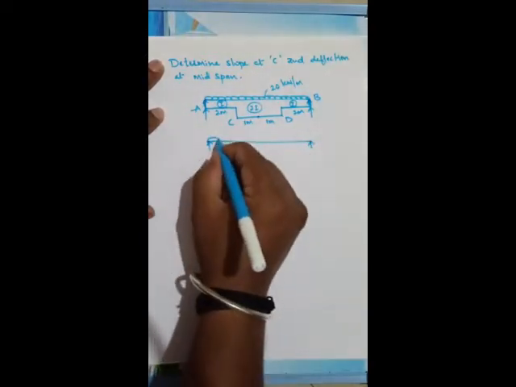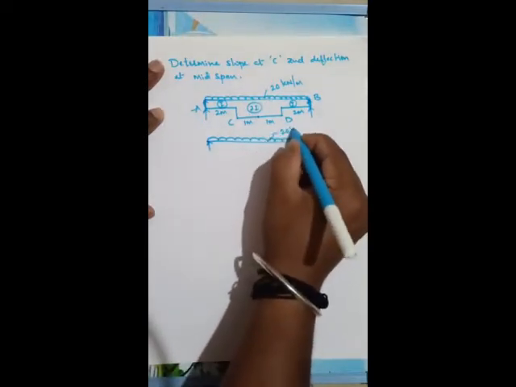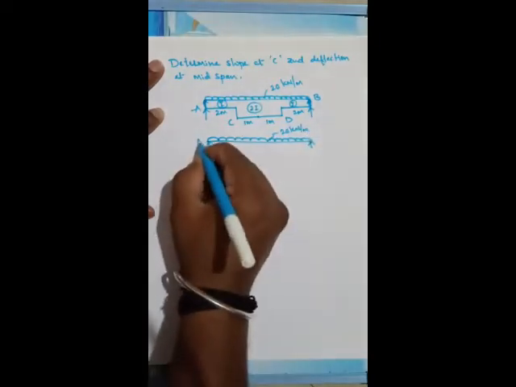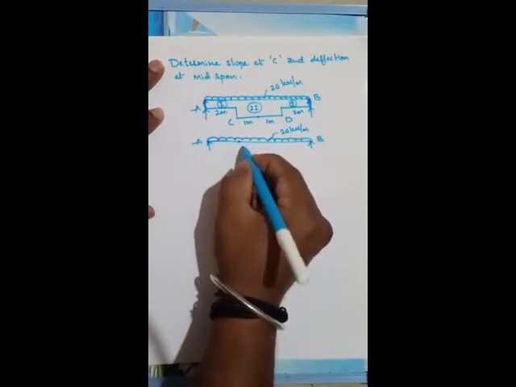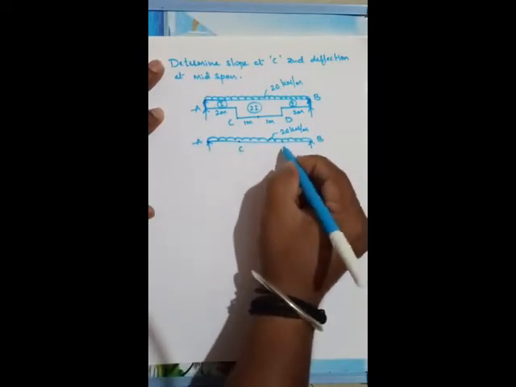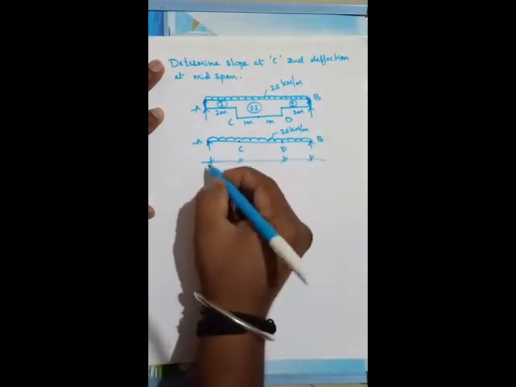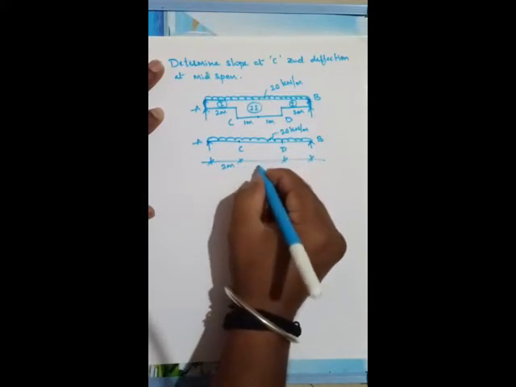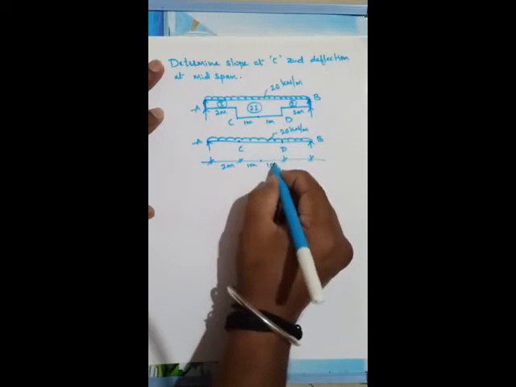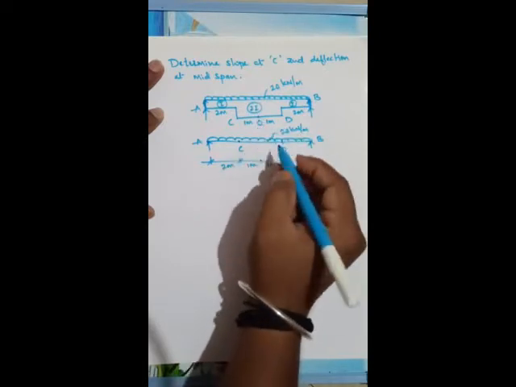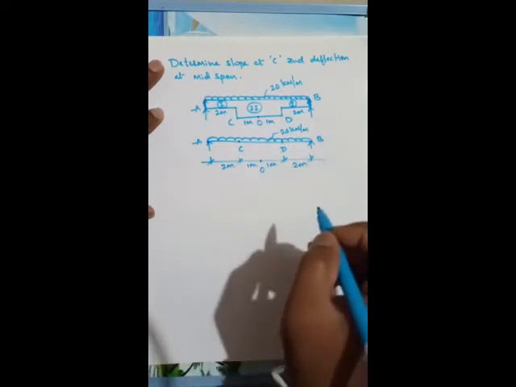20 kN/m. This is point A, point B. So point A to point C, it is here. C to D, it is here. A to C, it is 2 meters. C to D is 2 meters, but exactly at the center, 1 meter, 1 meter. So let us consider this point as O. Then this distance is 2 meters.